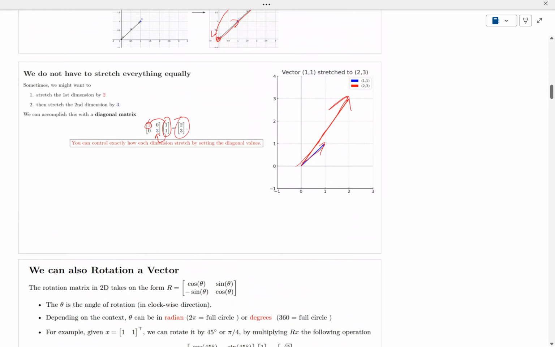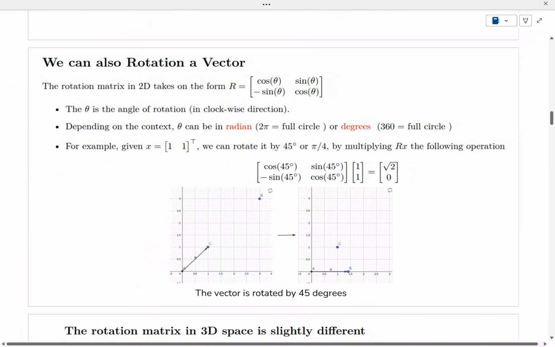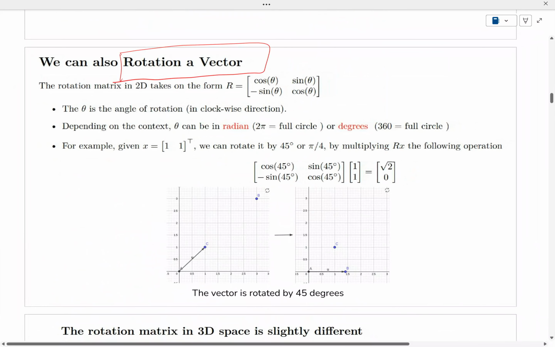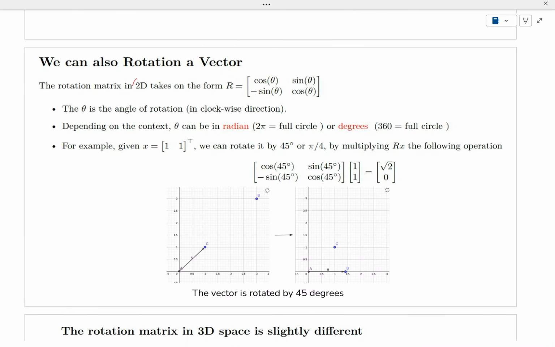Now that we know how we stretch and shrink vectors, what if we want to rotate vectors? In this example, the rotation matrix in 2D, two dimensions, basically takes on this form, and theta is simply the number of degrees that you want to rotate clockwise. So if you want to rotate by, say, 20 degrees, you plug 20 into the sine and the cosine, and that's your rotation matrix.